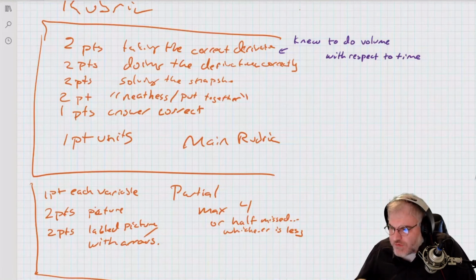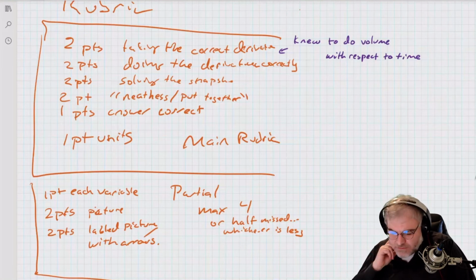Now, there's all this partial credit here. Without even touching the derivative, you can get up to 4 points or half the points you missed, whichever's less, right? So if you only forgot your units, you're only going to pick up a half a point on the partial.